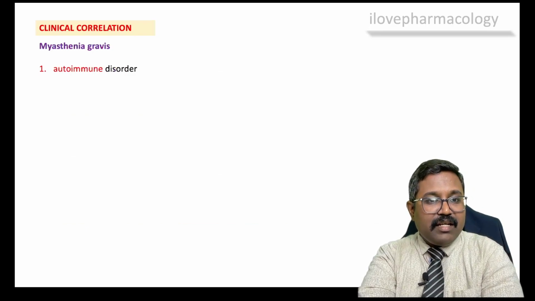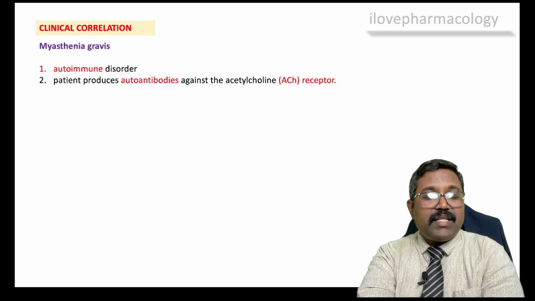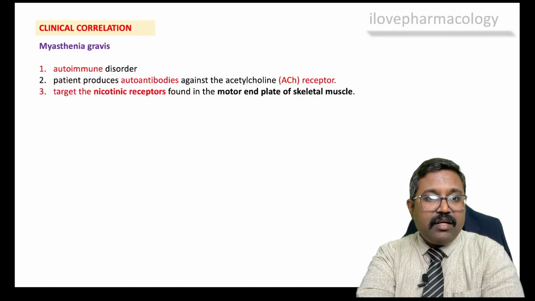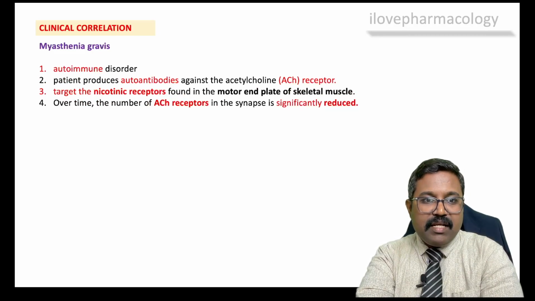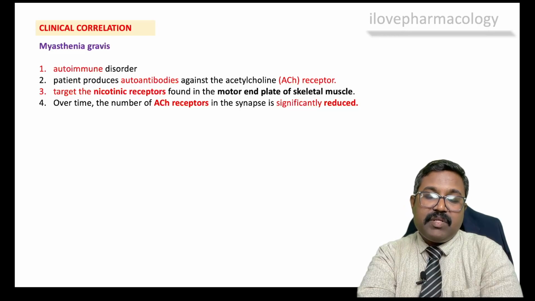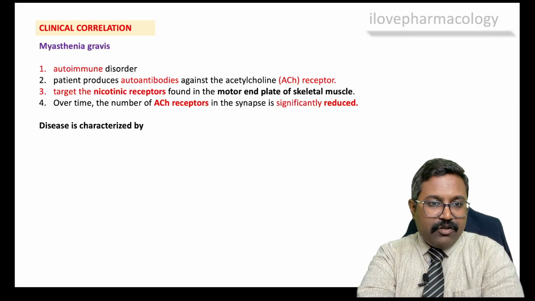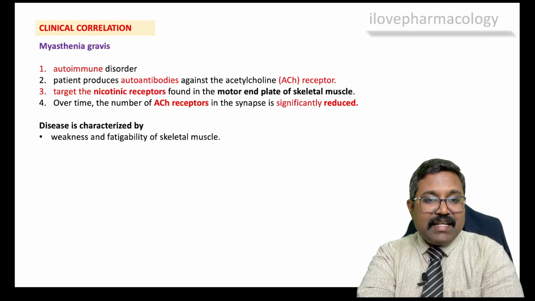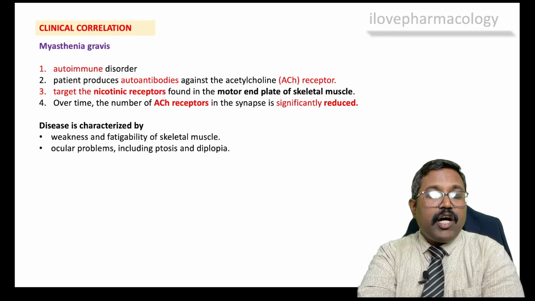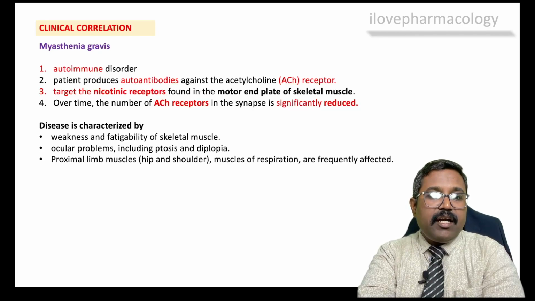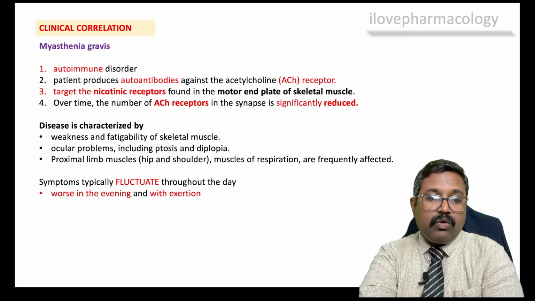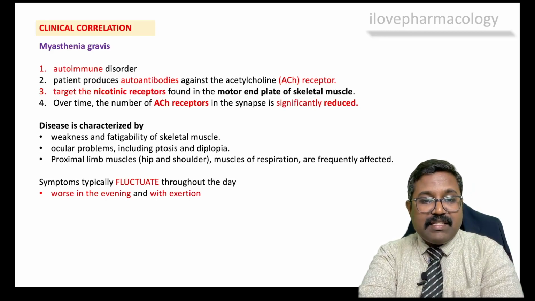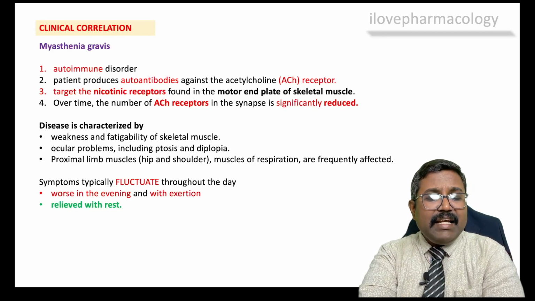Myasthenia gravis in a glimpse: it is an autoimmune disorder where there are autoantibodies against the acetylcholine receptor, which targets mainly the nicotinic receptor present on the motor end plate of the skeletal muscle. Over time, the number of acetylcholine receptors in the synapse will be significantly reduced. It is characterized mainly by weakness and fatigability of the skeletal muscle, ocular problems like diplopia and ptosis, and the proximal limb and respiratory muscles are very often affected. Symptoms typically fluctuate throughout the day. They may worsen in the evening with exertion and may get relieved with rest.